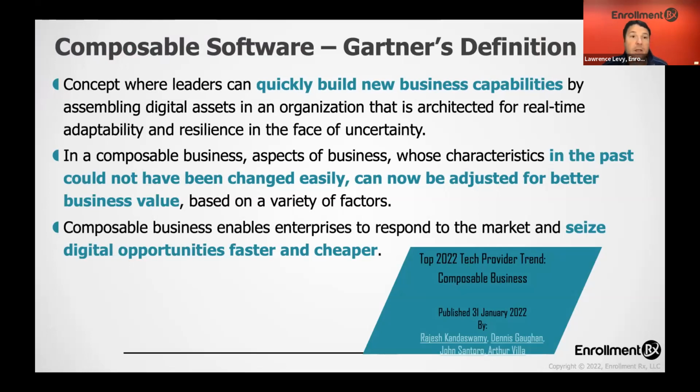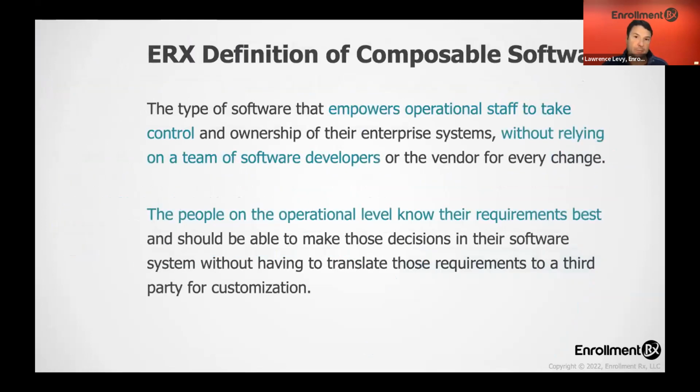At Enrollment Rx, we define this term as the type of software that empowers operational staff to take control without relying on a team of software developers. The people on the operational level know their requirements best. The director of admissions knows her requirements best. She shouldn't have to go to an army of software developers, explain her requirements, and wait months for that to be hard-coded, only to come back and in that time the requirements have changed. So that is what we talk about when we say composable software. It's really being able to empower those people on the operational and departmental level, who know what they want the system to do, to be able to make the system do those things.